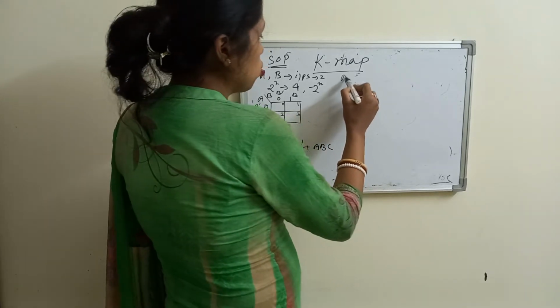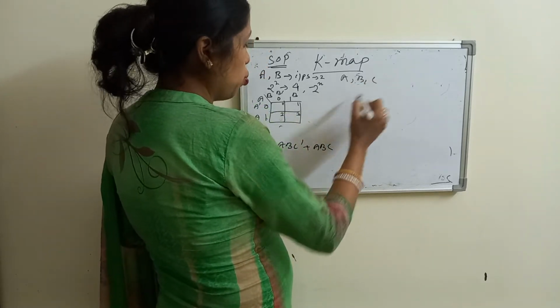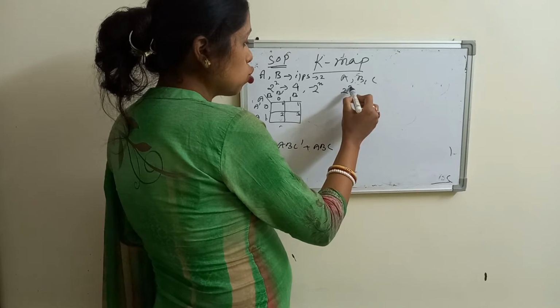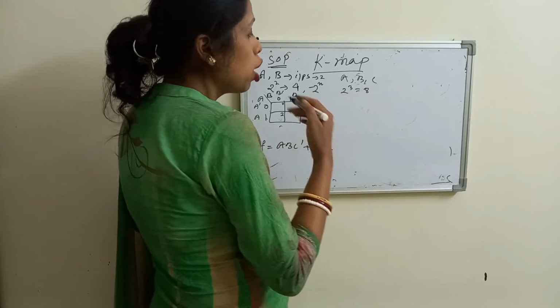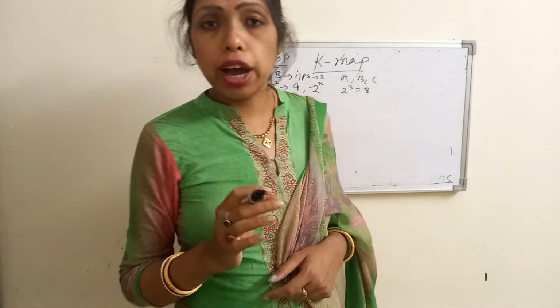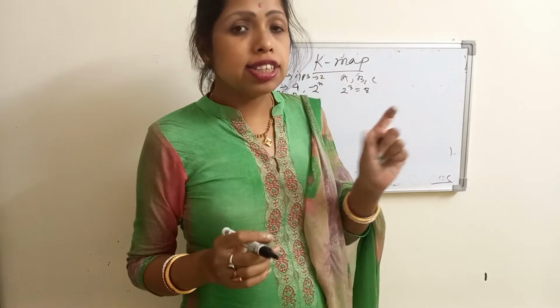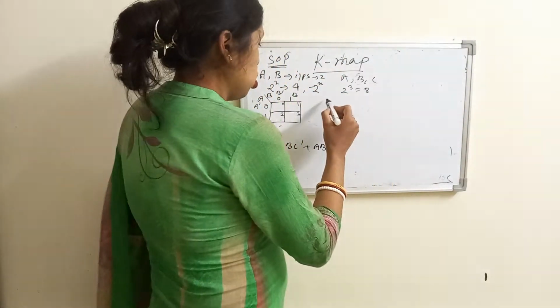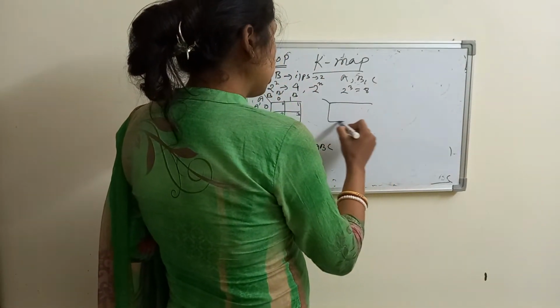Now for 3 variable inputs. How many combinations? 2 to the power 3, 8 combinations. So for 3 variable inputs, in the K-map 8 cells are there. Okay, so how can you design the 8 cells?